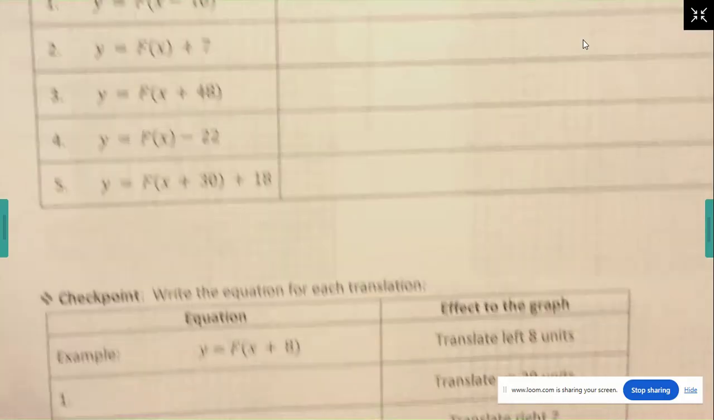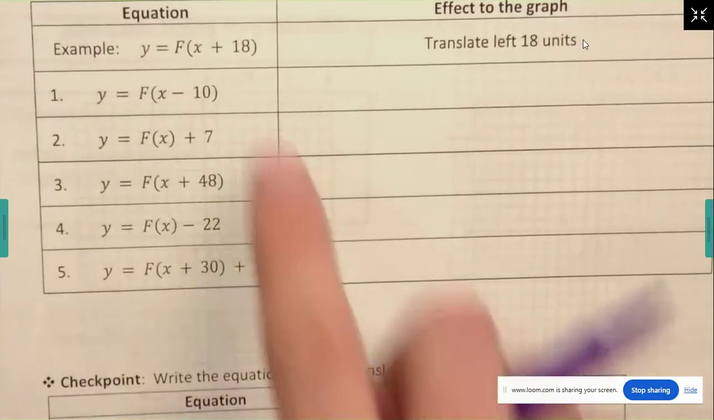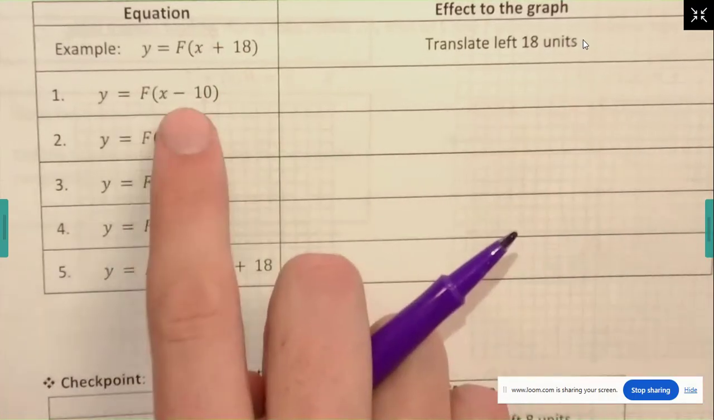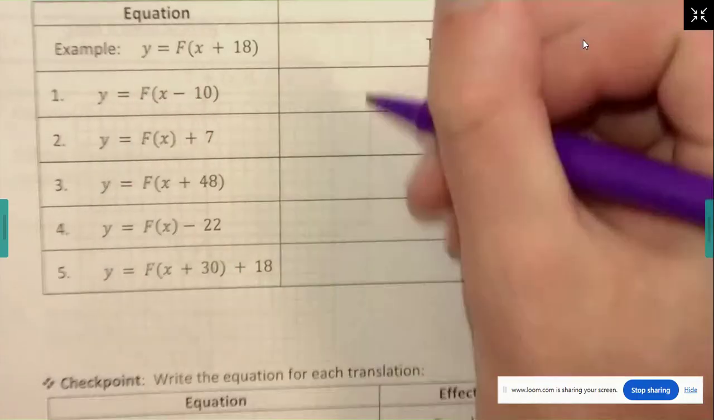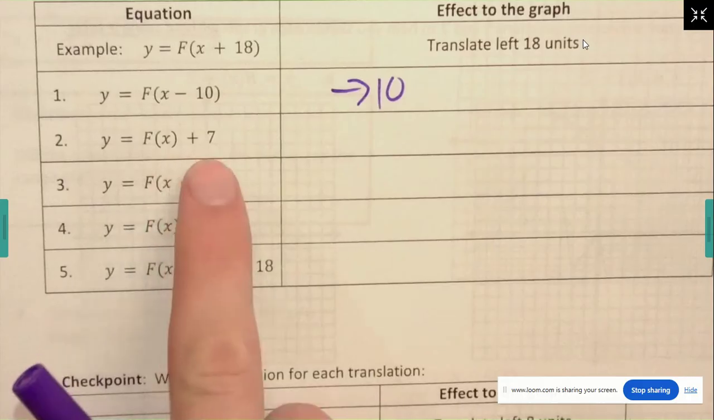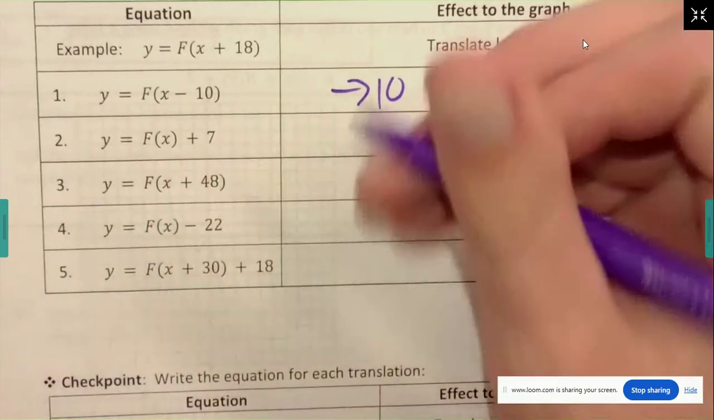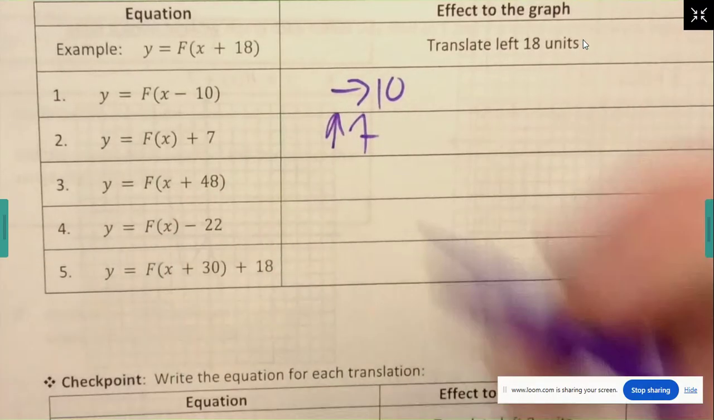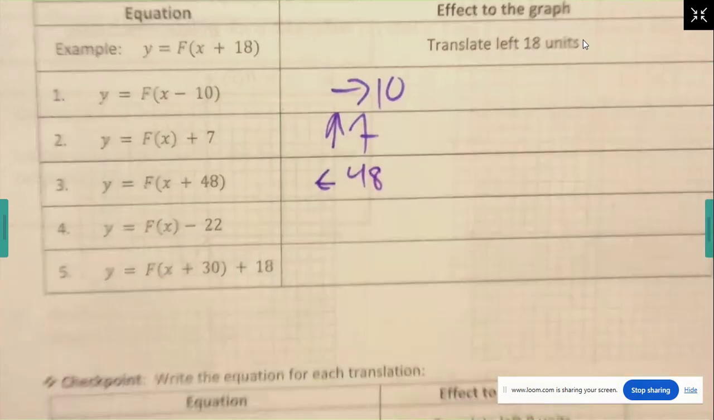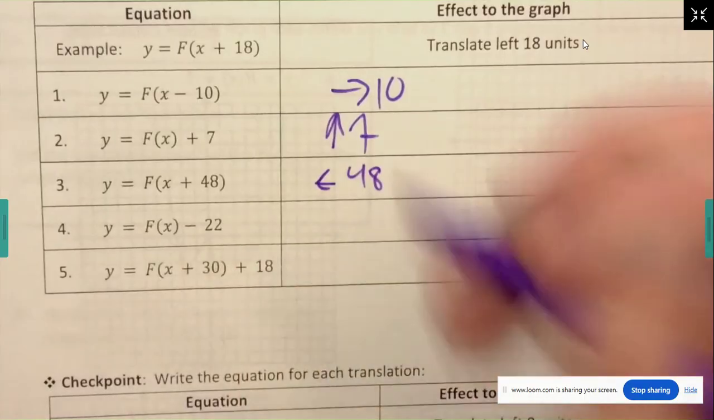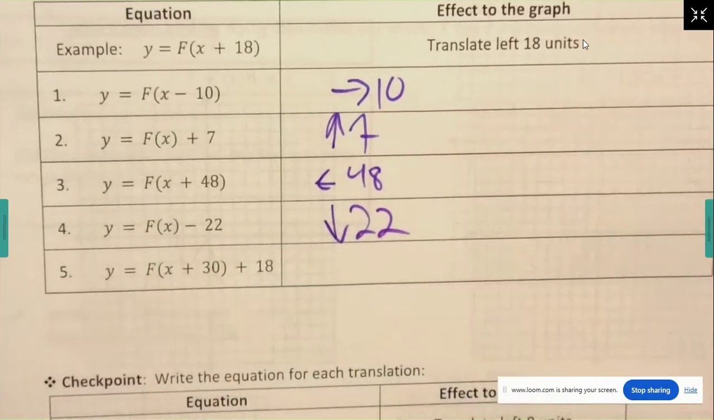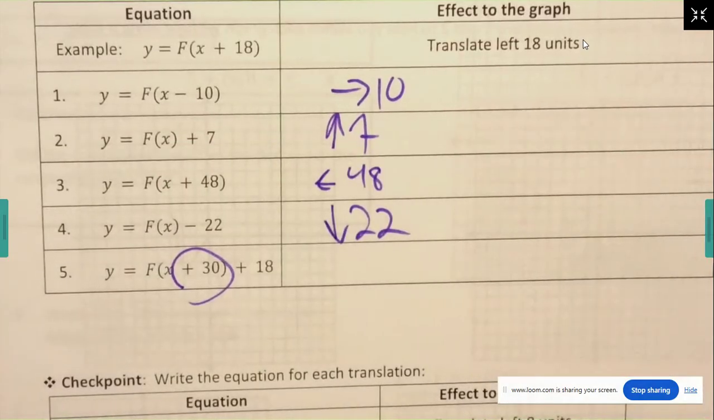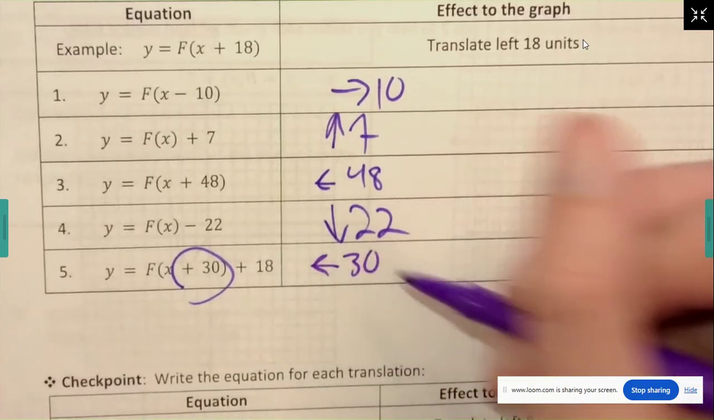And, okay. So the plus 18, inside, opposite, I'm left 18. Minus 10, inside, opposite, I'm moving right 10. I have the plus 7 on the outside, that's straightforward. So move up 7. Plus 48, inside, backwards, left-right movement, I move left 48. For number 4, minus 22 on the outside, down 22. And for this last one, okay, I have that plus 30 on the inside, so that's my left-right movement, and it's backwards. I go left 30.